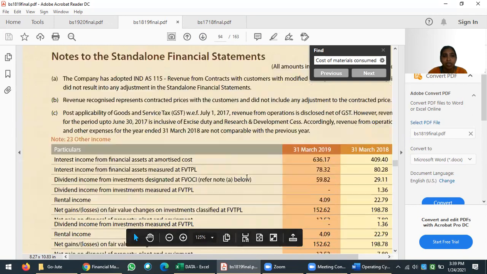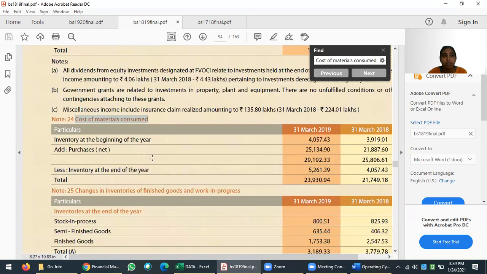See, in 94, if I come, you will see here, I need only purchase data. I need only this data. I don't need this whole amount. This whole amount is given in the balance sheet, sorry, in the P&L. I don't want this data. I want this data, purchase.